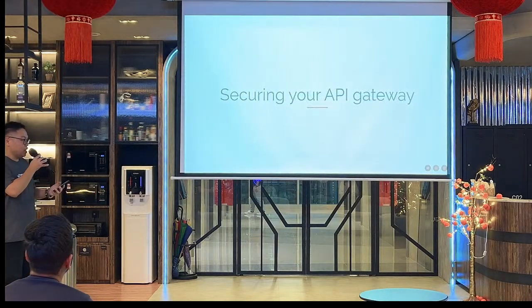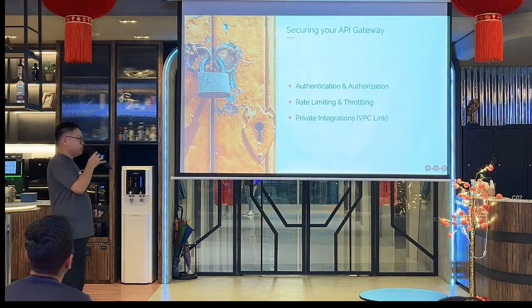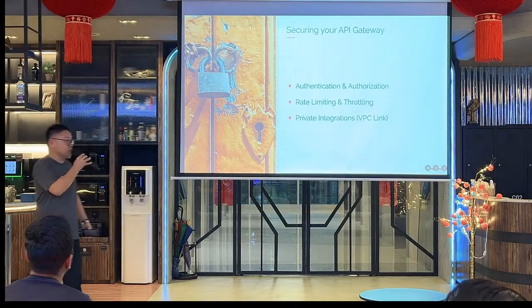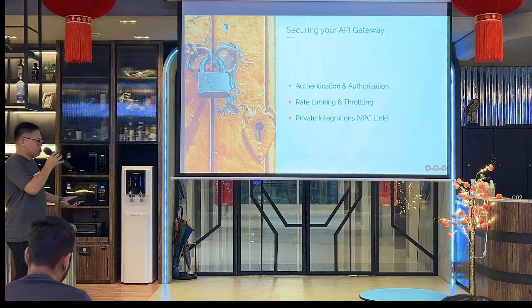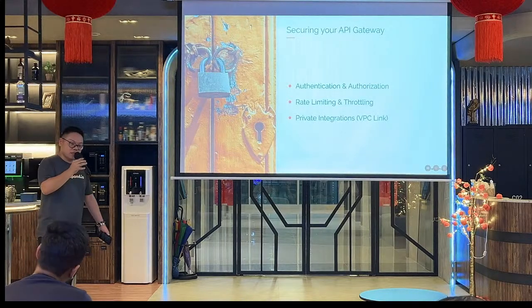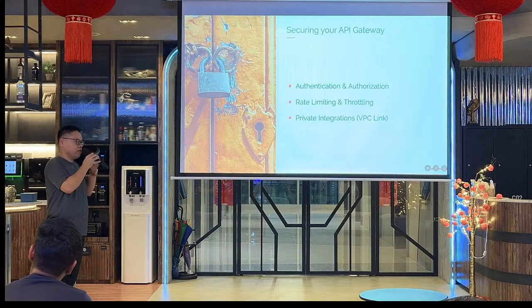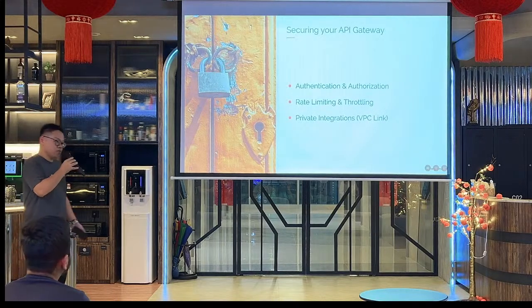So how do you secure your API gateway then? There are three ways. First is authentication and authorization. What you can do here is deploy a Lambda authorizer in front of your API gateway that helps you verify your own bearer tokens like JWT, and you can even connect OAuth 2.0 and even AWS Cognito if you are using it.